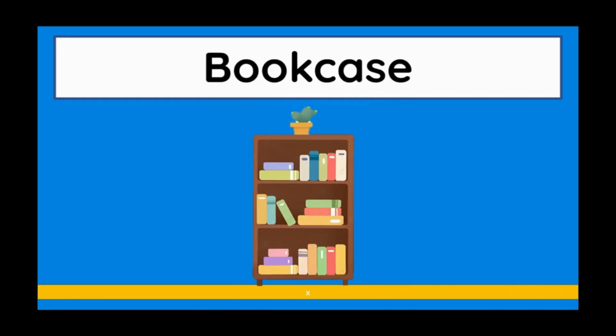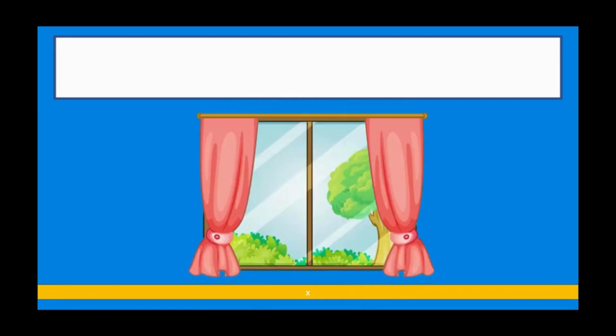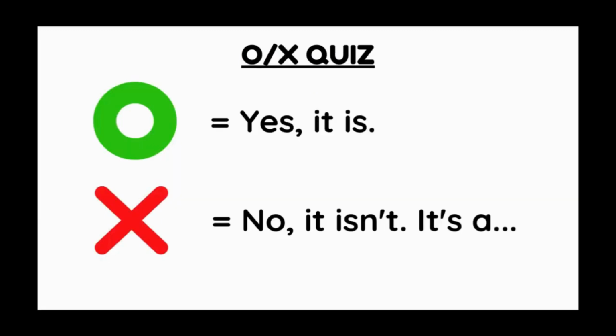This is a bookcase. This is where we store our textbooks or our books. This is a window. It allows us to see outdoors. This is a door. It allows us to enter and exit our classroom.